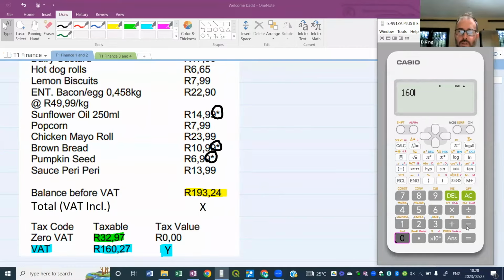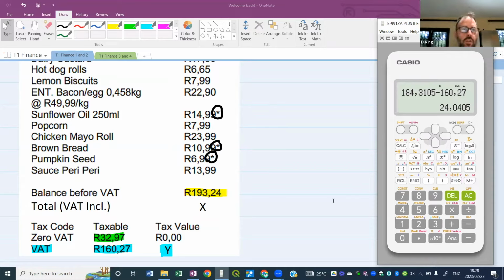So 160.27 times 1.15. This is the original value. So 184.3105. We write that out. 184.3105. So I could subtract the 160 Rand 27, which was the original amount without the VAT. And that will give me 24 Rand and 4 cents.